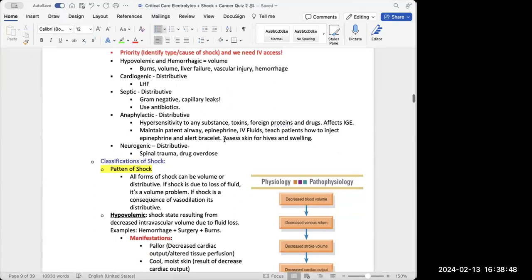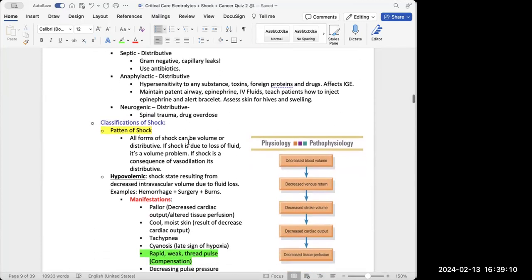But I know the ones that Dr. Remy said to note for distributive are septic, anaphylactic, and neurogenic. And those are the ones I'm going to be knowing for distributive. So when we're thinking septic, we're thinking a bacteria or a capillary leak. Remember, bacteria. And I want you to think septic infection because I'll get to why. For anaphylactic, it's also distributive because they cause vasodilation.